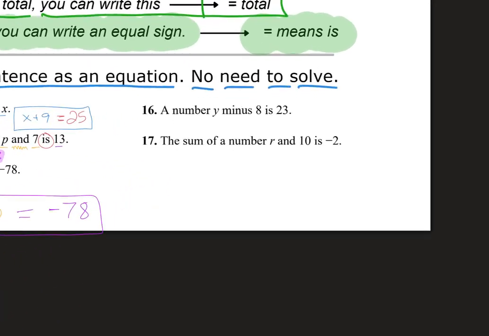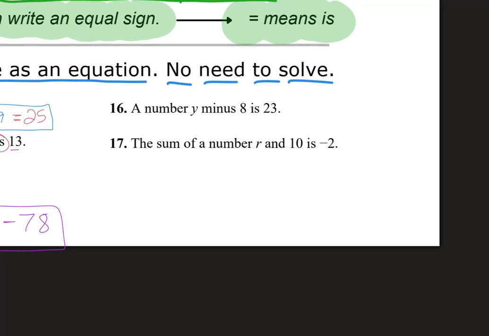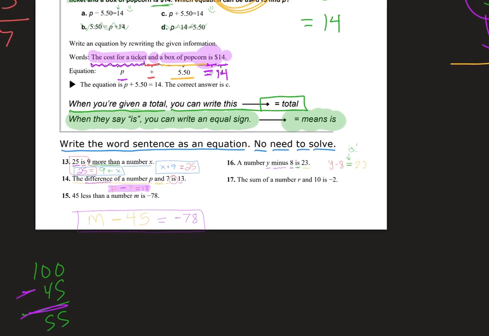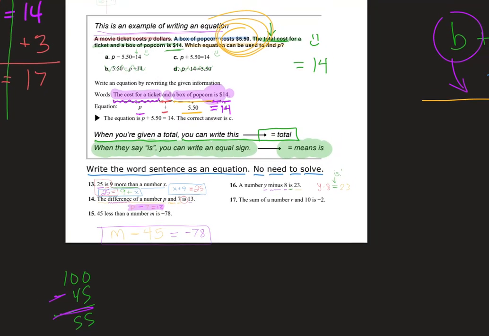Okay? How about this one? A number y minus 8. Y'all, that's y minus 8 is 23. Okay? I'm not going to go ahead and do 17 because you got to do them.